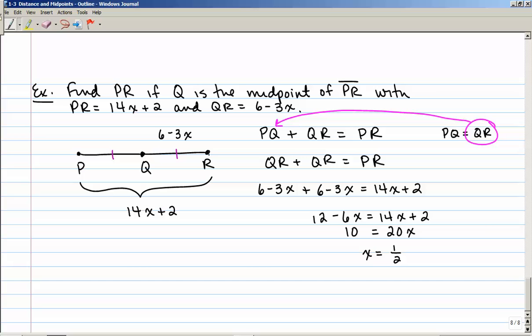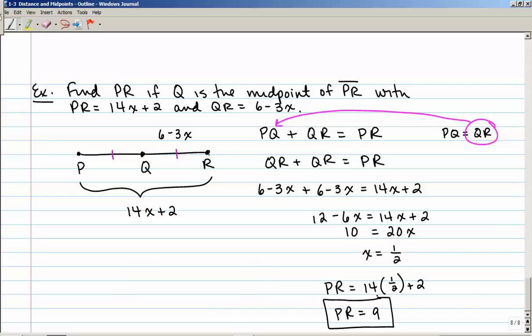Now, am I done? No. Go back and read the problem again. It says find PR. Okay, so what I need to do is substitute in 1/2 for x. So 14 times 1/2 plus 2, or the length of PR is going to be 7 plus 2, or 9.